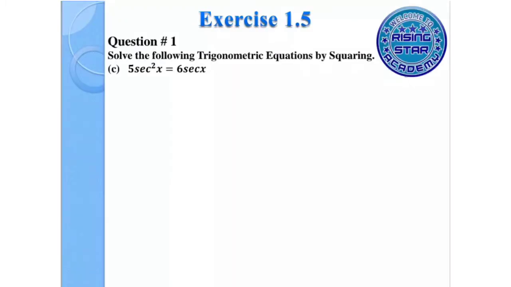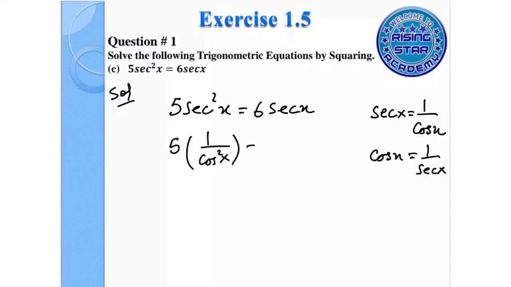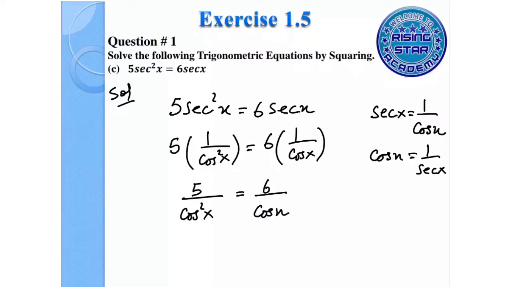In part C, we have 5 secant square x is equal to 6 secant x. So now we will solve. We know that secant x is equal to 1 over cos x, and cos x is equal to 1 over secant x. So we can write 5 into 1 over cos square x is equal to 6 into 1 over cos x. Now we will write 5 over cos square x is equal to 6 over cos x.